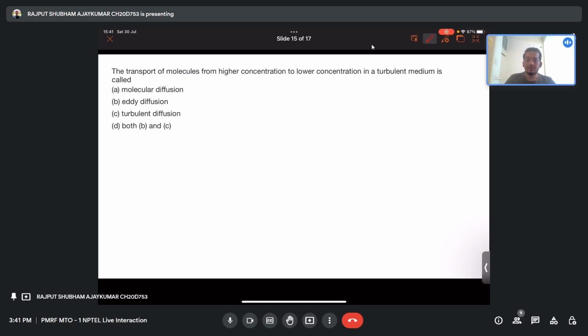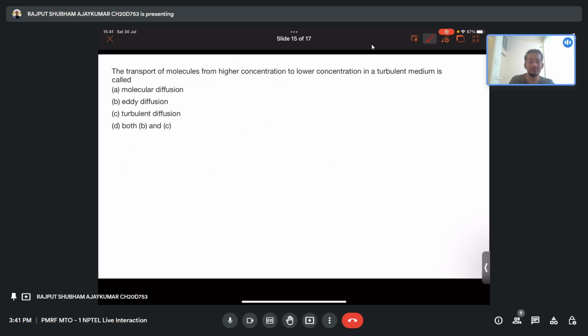Like I said, there are types of diffusion: molecular diffusion, eddy diffusion, and turbulent diffusion. The transport of molecules from a region of higher concentration to lower concentration in a turbulent medium is called eddy diffusion. This I've already covered previously, because I wanted you to know what diffusion is and what the basics of this course are.